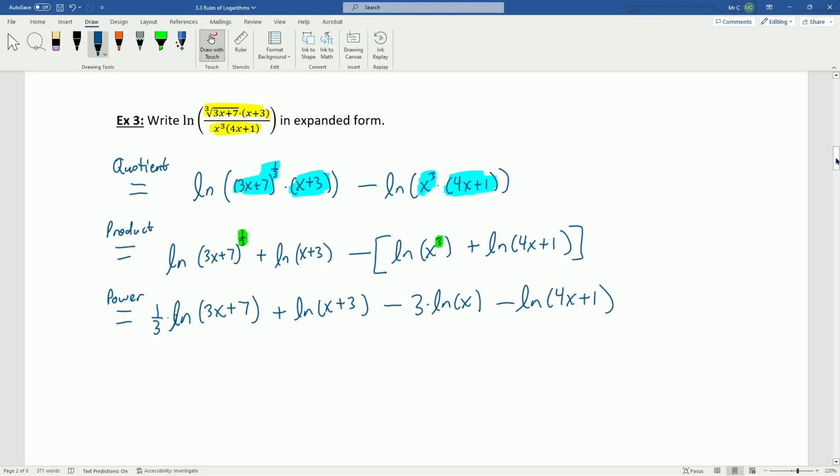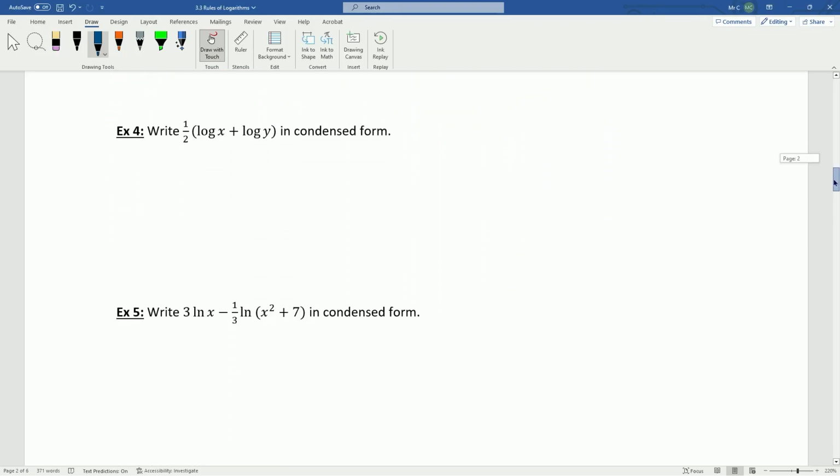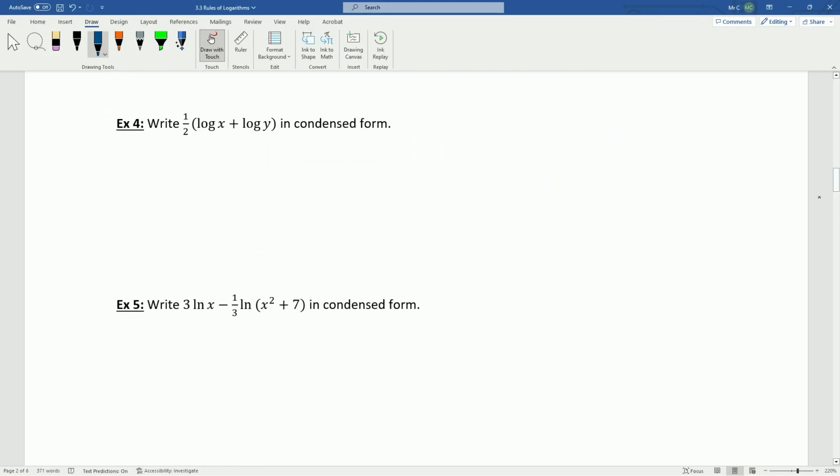Okay, so now let's move on. And now we're going to write some in condensed form. So write 1/2 log x plus log of y. So hey, order of operations, we got to do what's in parentheses first. So we write 1/2 log. That's the product property, right? You take the two sums and make it a product inside, x times y.